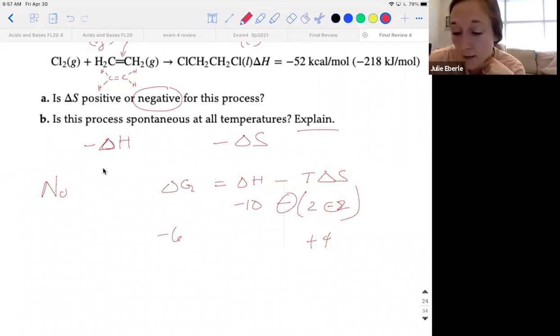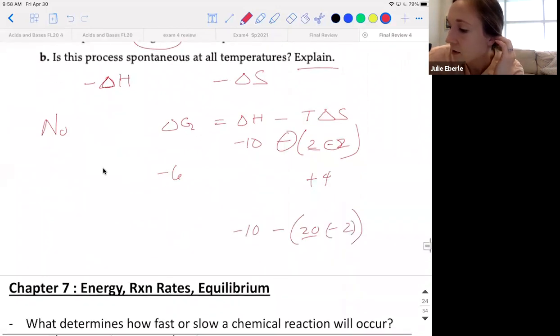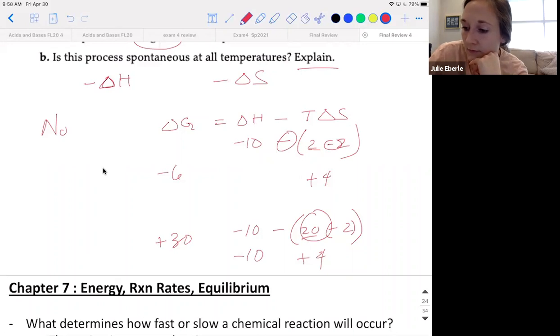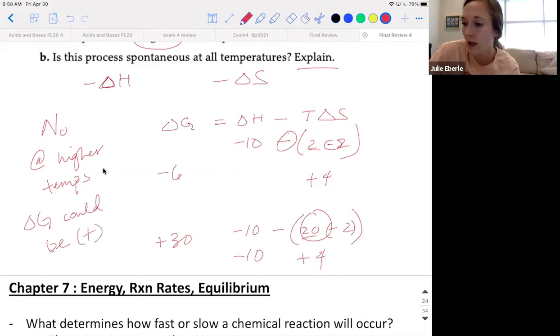But let's crank temperature up. Let's say now we're not changing delta H and delta S. Let's say now we have a high temperature like 20. It was 2, and now our temperature is 20. And our delta S is still negative 2. So now we have a positive 40 and a negative 10, and that gives us positive 30. So at higher temperatures, delta G could become positive. It could become non-spontaneous.